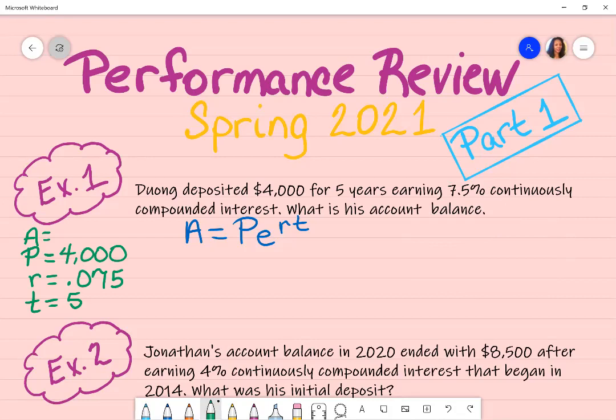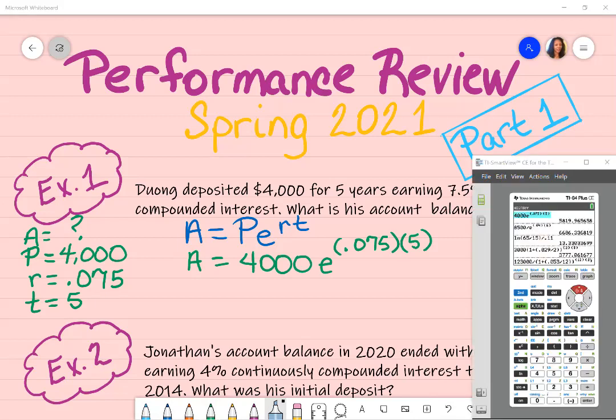Well, I have values for 3 of my variables, so I have to find one of them, which happens to be A. So let's go through and substitute what we know. Well, we don't know A. We know that P is $4,000. E, again, is represented as a number. R is raised to a power, so we're going to put in 0.075, multiply that times time, or T. And if your variable is already on the side by itself, then all you have to do is put this information in the calculator just as you see it.